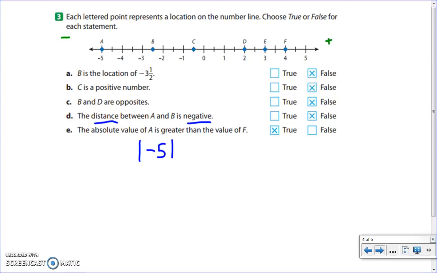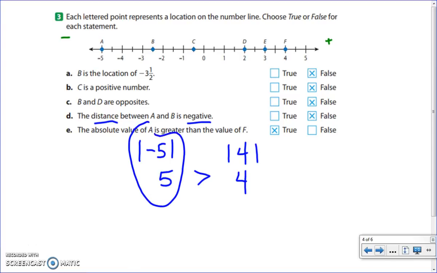The letter F is at 4. Its distance from 0 could be represented by the absolute value of 4. I know that the absolute value, or the distance of -5 from 0 is 5, and the distance of 4 from 0 is 4. So A, in this case, must be greater than F over here. So that is true.